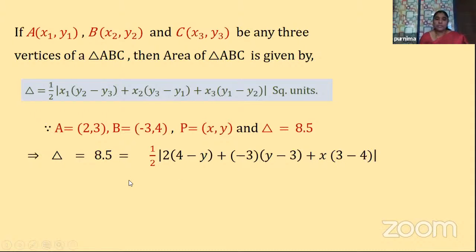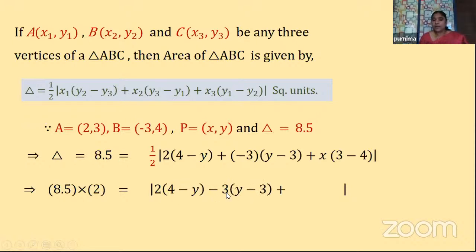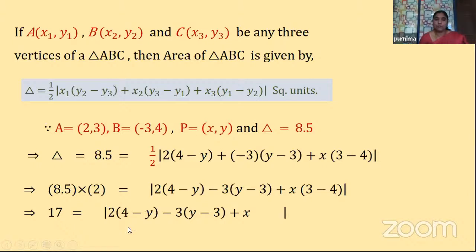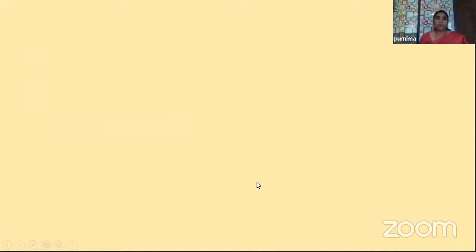Okay, so now in the next step, if you observe, 8.5 into 2, because it's a cross multiplication, this 2 goes here. It is equal to mod of 2 into 4 minus y minus 3 into y minus 3 plus x into 3 minus 4, which is 17. 8.5 into 2 is how much? 17. 3 minus 4 is how much, children? It is minus 1. So now the next step: 17 is equal to 2 into 4 minus y minus 3 into y minus 3 plus x into minus 1.